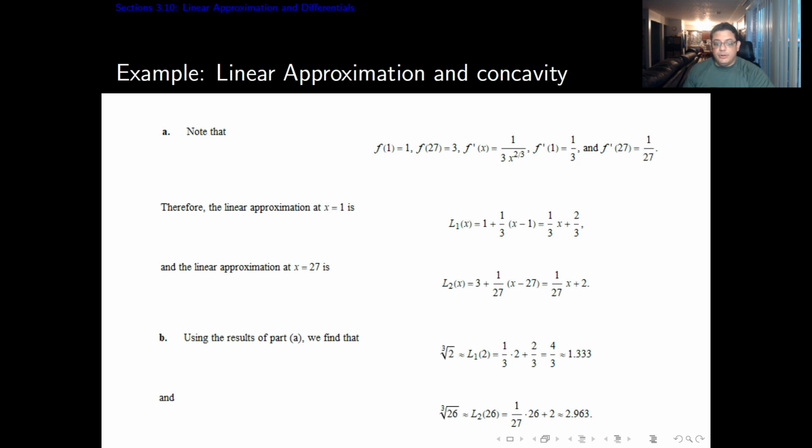Now, if I want to do cube root of 26, cube root of 26 is closer to 27, so I can use this linear approximation here. And this is going to be 1 over 27 times 26 plus 2, and this is approximately 2.963.